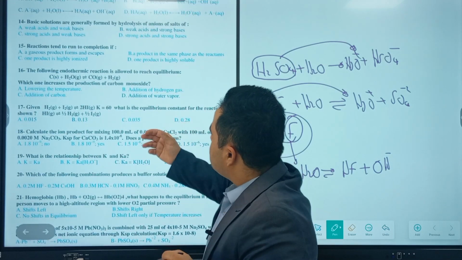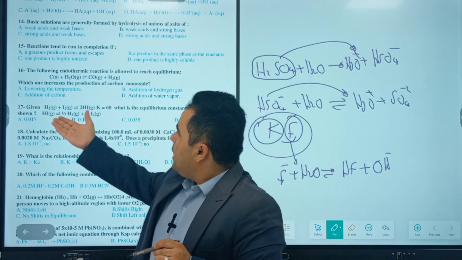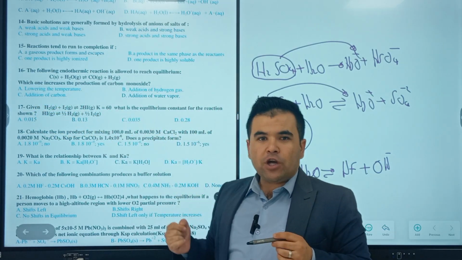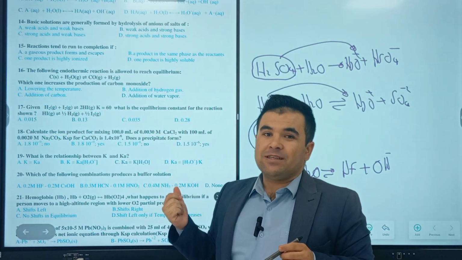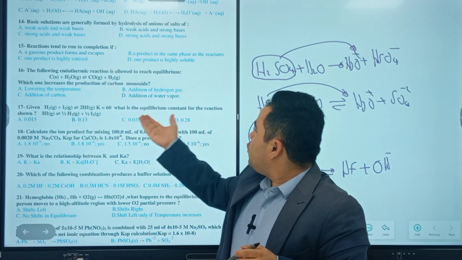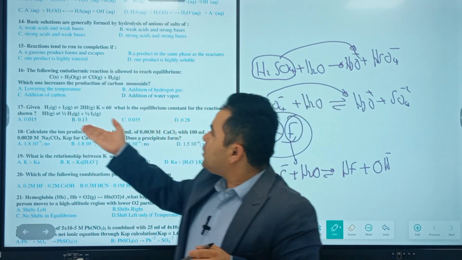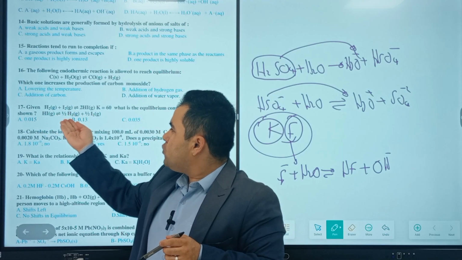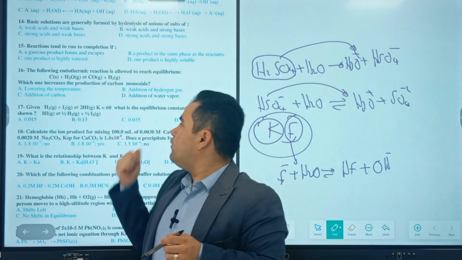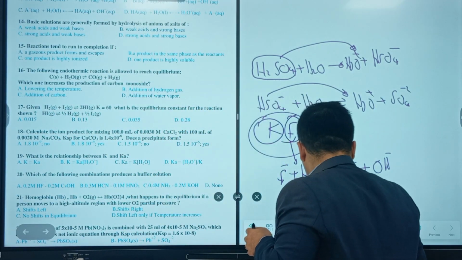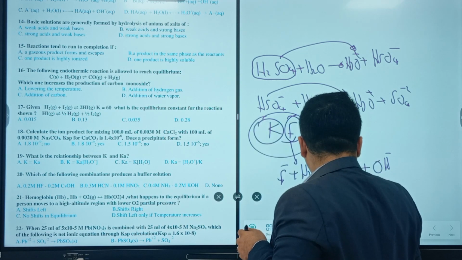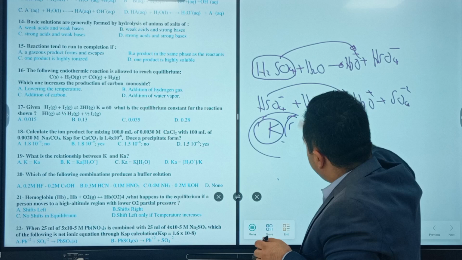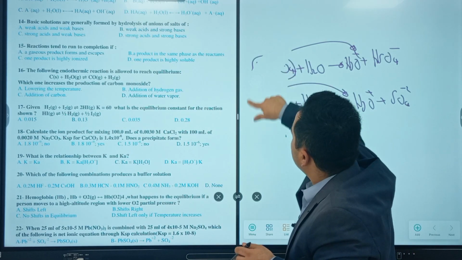Let us solve more questions. An equation is given: H2 plus I2 to form 2HI. The K is equal to 60. What's the equilibrium constant for the reaction shown? The reaction is HI goes to form 1/2 H2 and 1/2 I2. This is the reaction, guys.